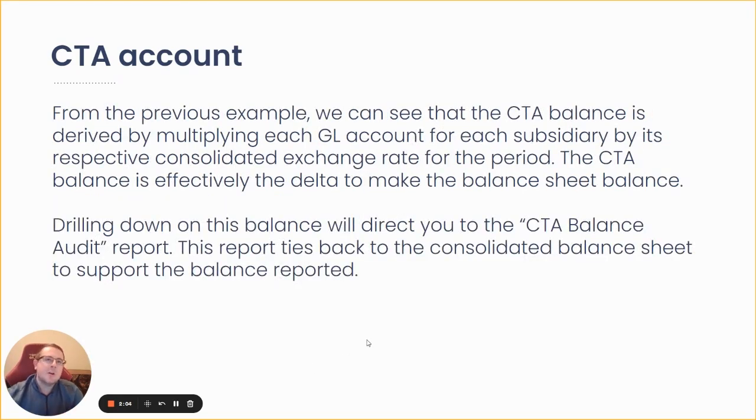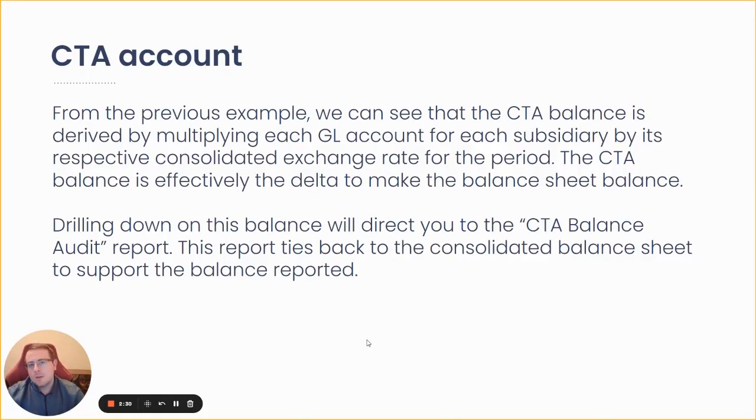So from this previous example, we can see that the CTA balance is derived by taking each GL account for a subsidiary, multiplying it by its respective consolidated exchange rate for that period. And the CTA balance is the delta to ensure that that translated trial balance balances.